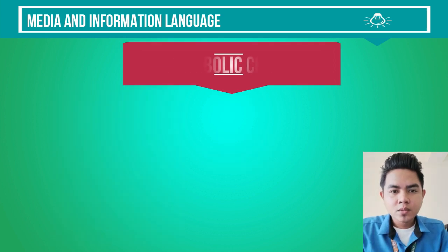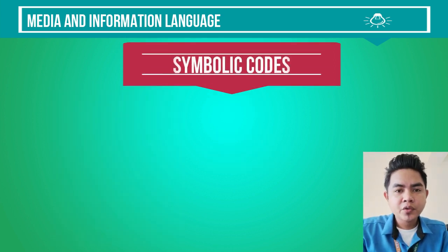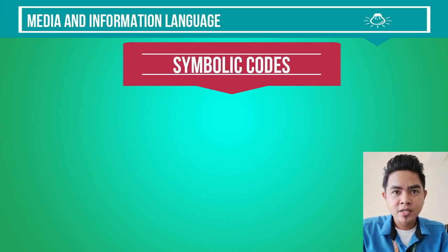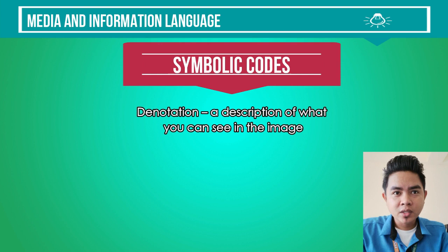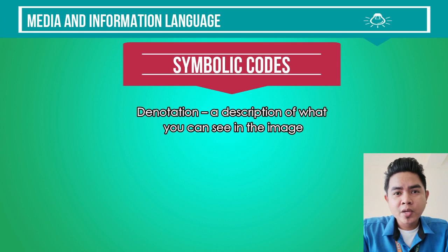No? So, we have a denotation and connotation. The denotation and connotation is under pa rin siya sa symbolic. Okay, first, denotation. So, what is denotation? So, according dito, denotation is a description of what you can see in the image, no? For example, nakita mo yung picture ni Liza Soberano.